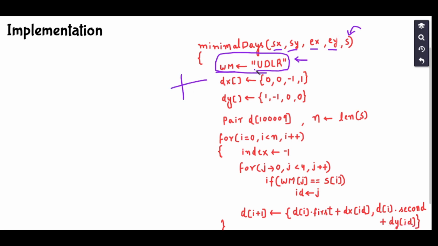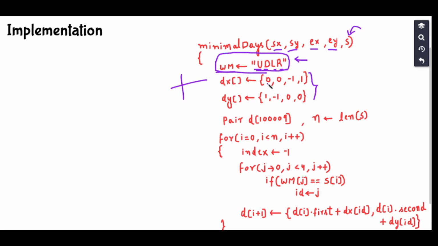The ship can move in the upward direction, downward direction, left direction, and right direction, similar to east, west, north, south. Okay, that's what this string represents. Now these are the 2 direction vectors. These will be used to actually navigate to the adjacent points.